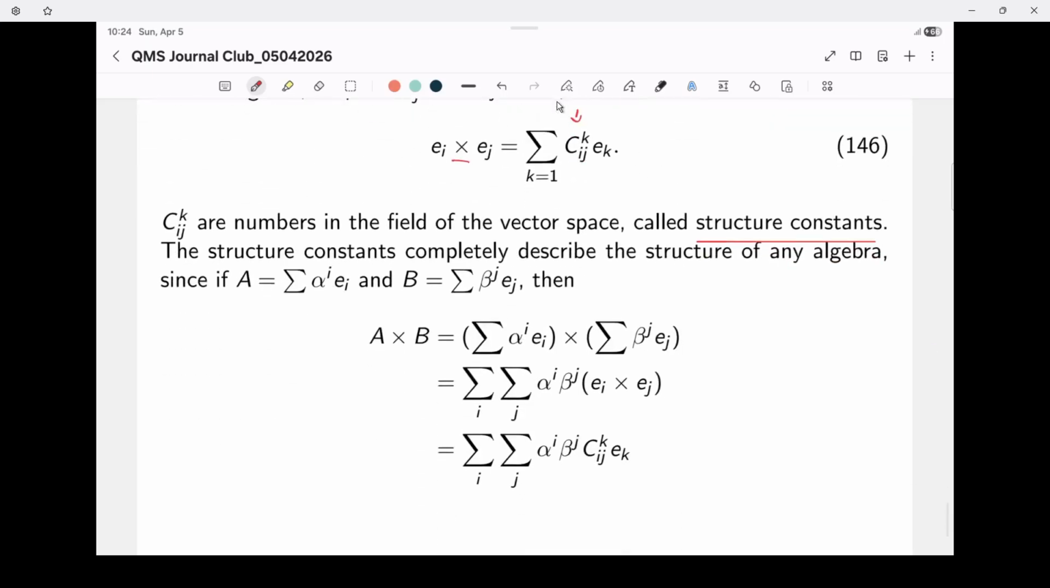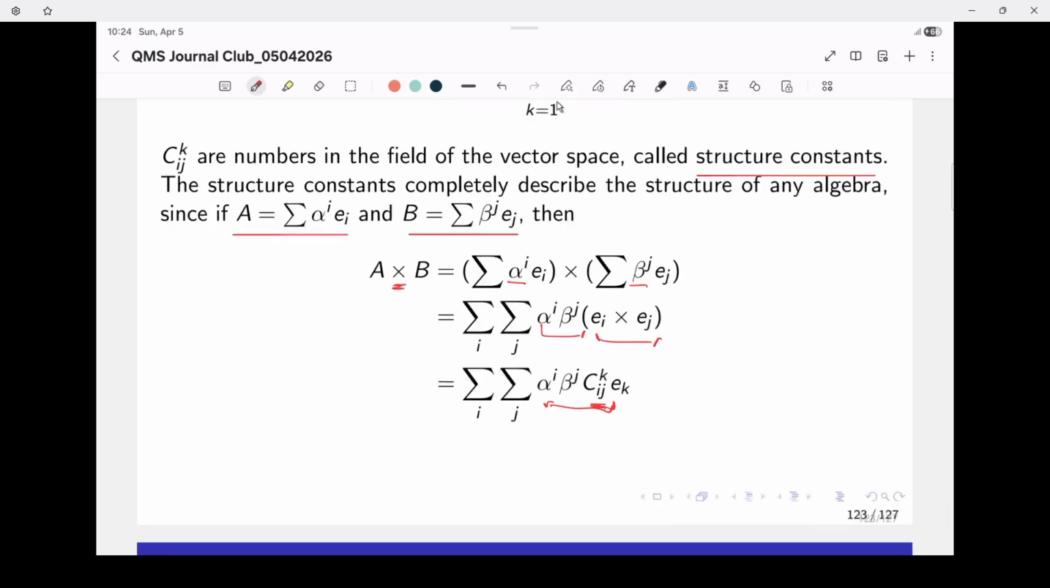So why is it the case? Because if you consider you have two algebra elements and you try to perform vector multiplication inside, you will notice that because these two are your field elements, you can factor them out, and then what is left is your e_i multiplied with your e_j, and this will go to your structure constant, and this structure constant will determine how your whole algebraic elements are going to multiply together. So that's the reason.